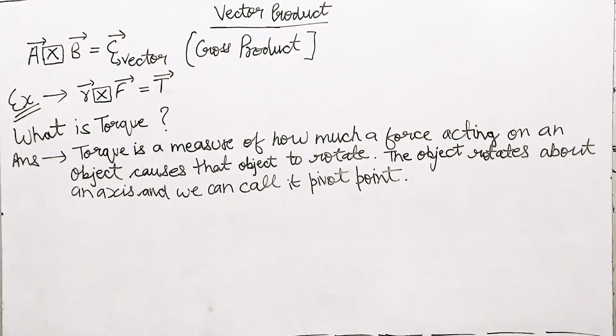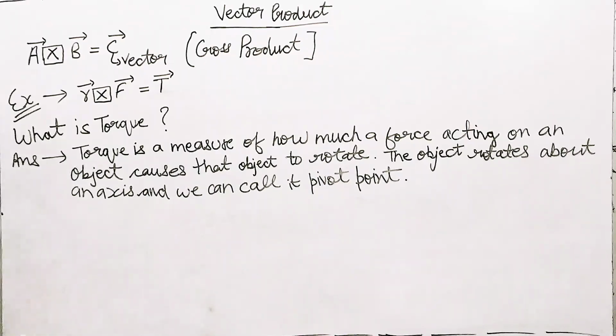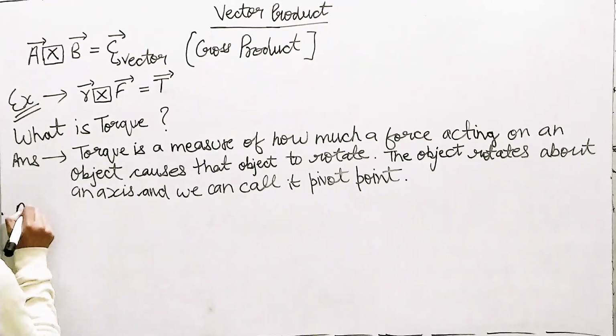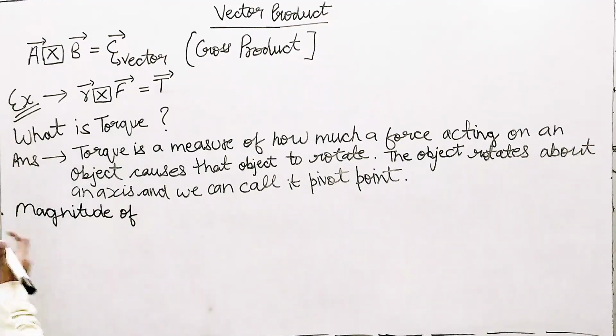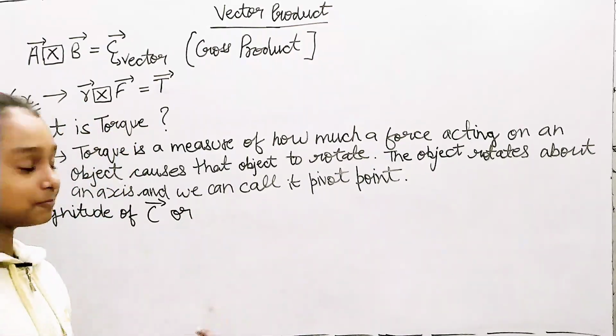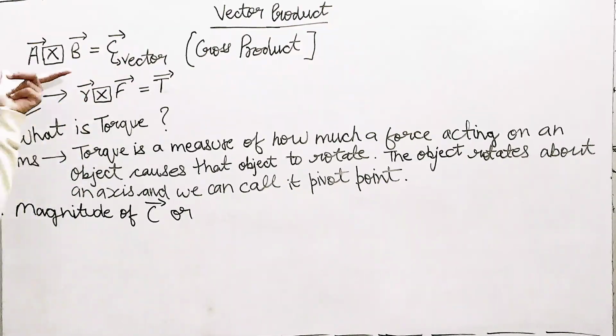So let's get back to our topic. It was our cross product, or vector product. Yeah, so let me just continue. So now we are going to find the magnitude of vector C. I told you that this will be a vector C, but we can also write it as A cross B. Is it right or not? Of course it is right.